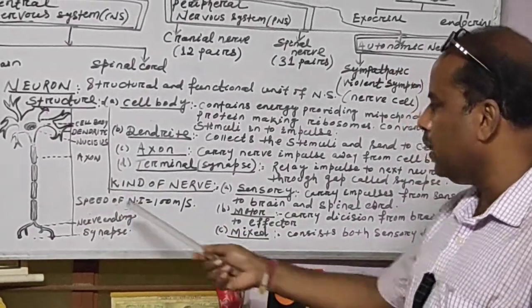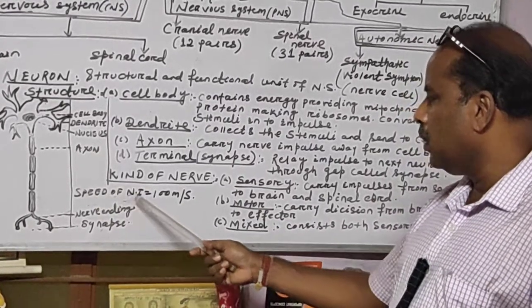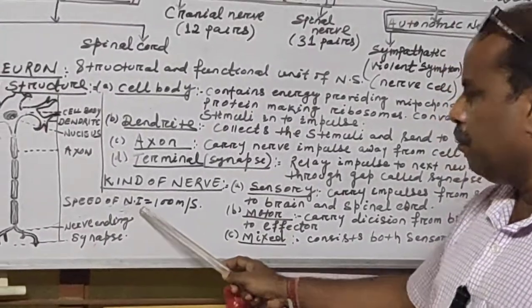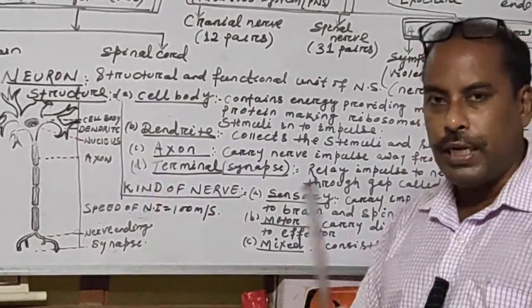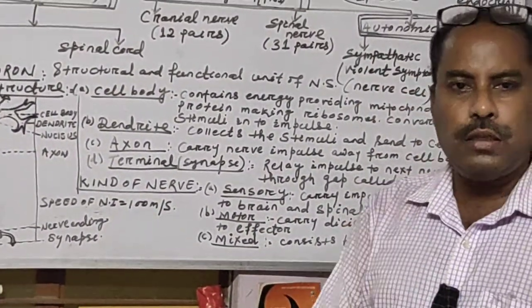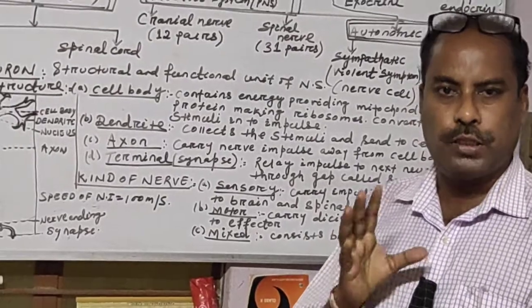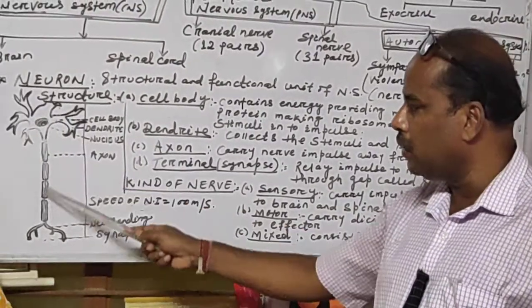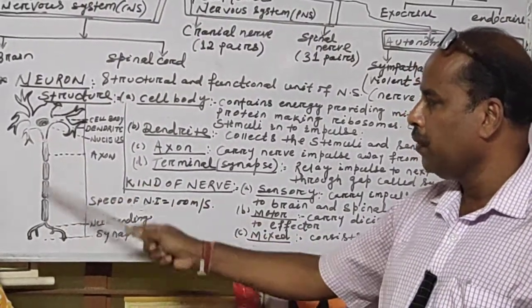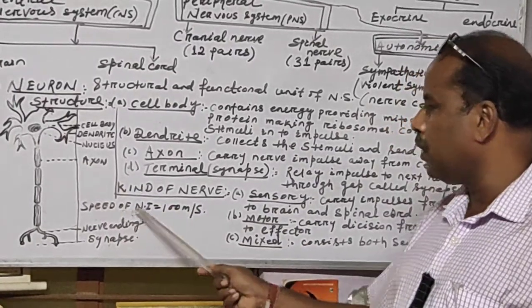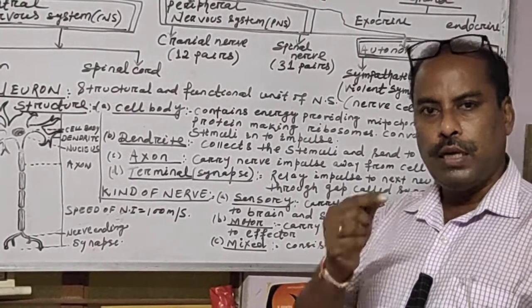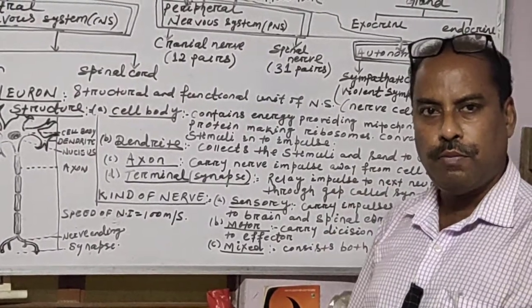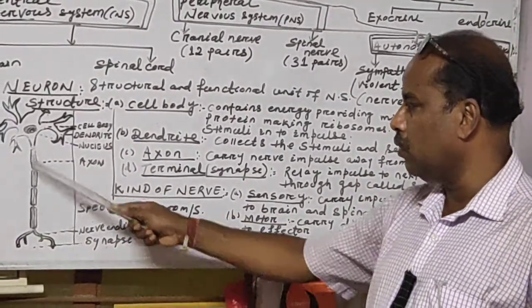What is the speed of the nerve impulse? When the stimuli is converted into an electrical signal, that electrical signal is known as the impulse. This impulse is carried by the axon, and the speed of the nerve impulse is 100 meters per second. In 1 second, it moves 100 meters in our body through the axon of the neuron.